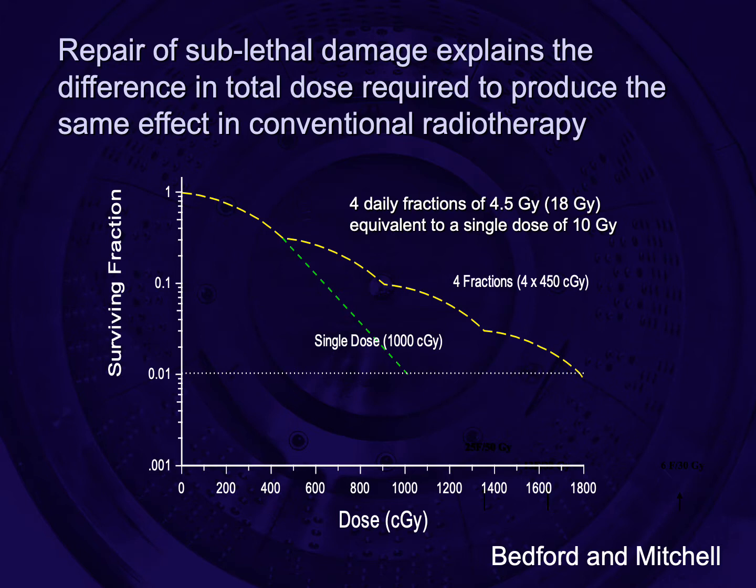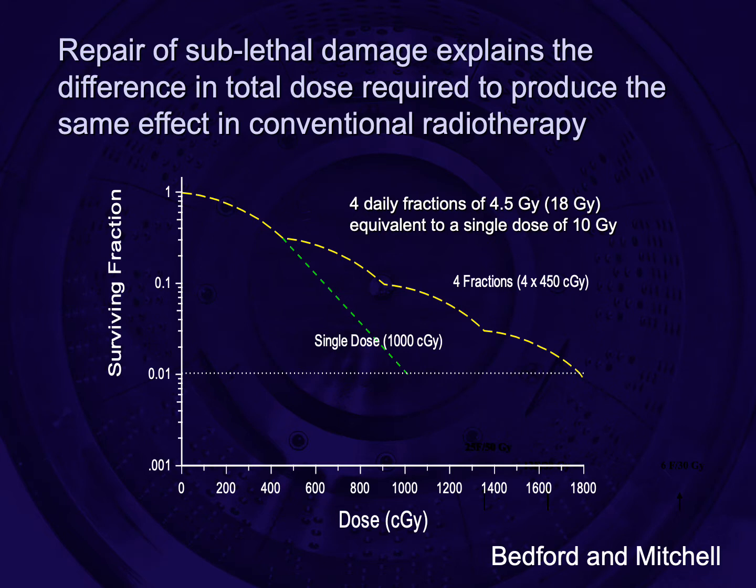in this chart by Bedford and Mitchell, where we have the dose on the x-axis going up to 18 Gray, and then the surviving fraction of cells on the y-axis. And you can see here that if you divide the dose up into 4 daily fractions of 4.5 Gray, that gives you the equivalent cell kill of a single dose of 10 Gray, which you see with the green dotted line.